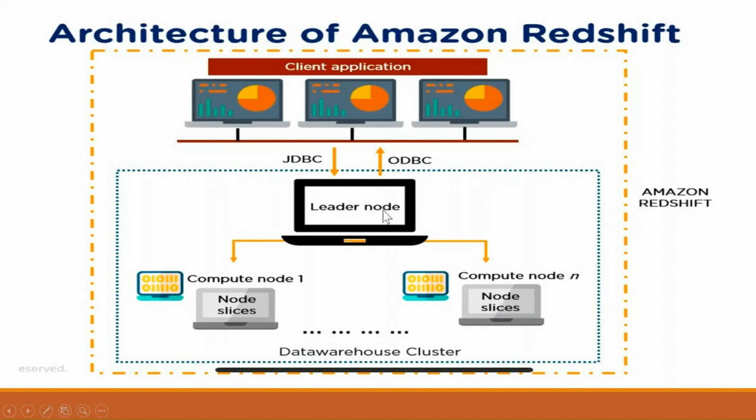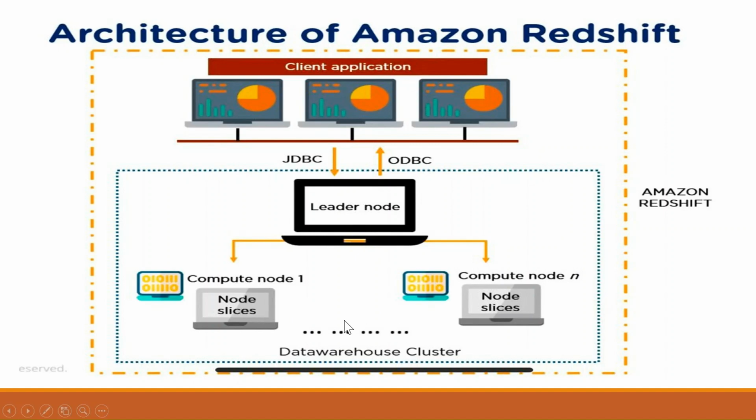The leader node acts as the brain of the Redshift cluster. It receives the queries from the client application, processes them, and distributes the tasks to the compute nodes. These compute nodes, the worker nodes, handle the heavy lifting of processing and storing the data. Each compute node is divided into smaller units called node slices, and each slice processes a portion of the data in parallel for better performance.